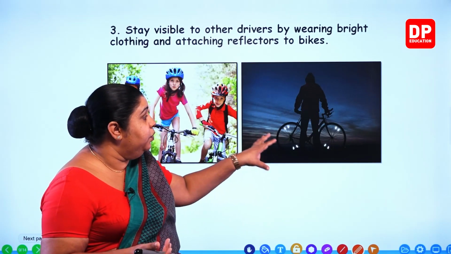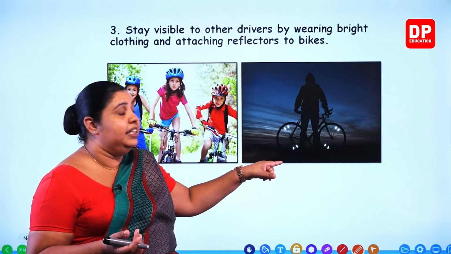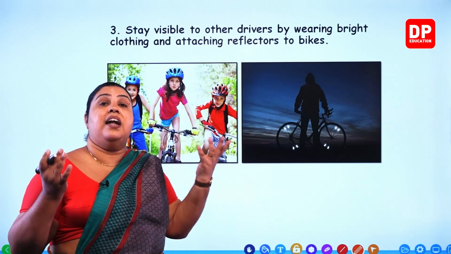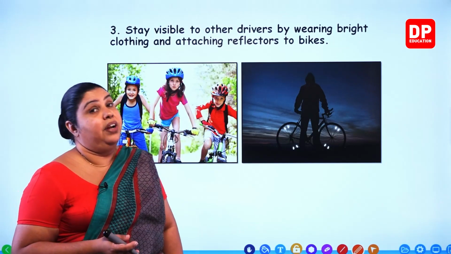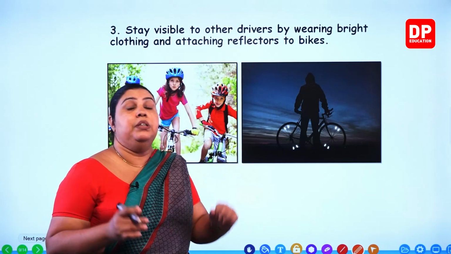So if you have these little reflectors attached to the wheels, then other people, the other drivers and riders, can see that you are traveling on a bicycle and that you will be safe.